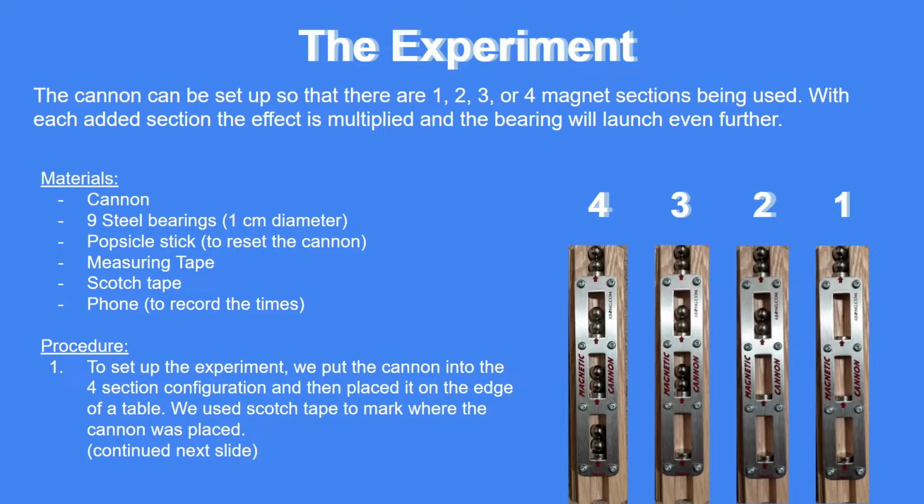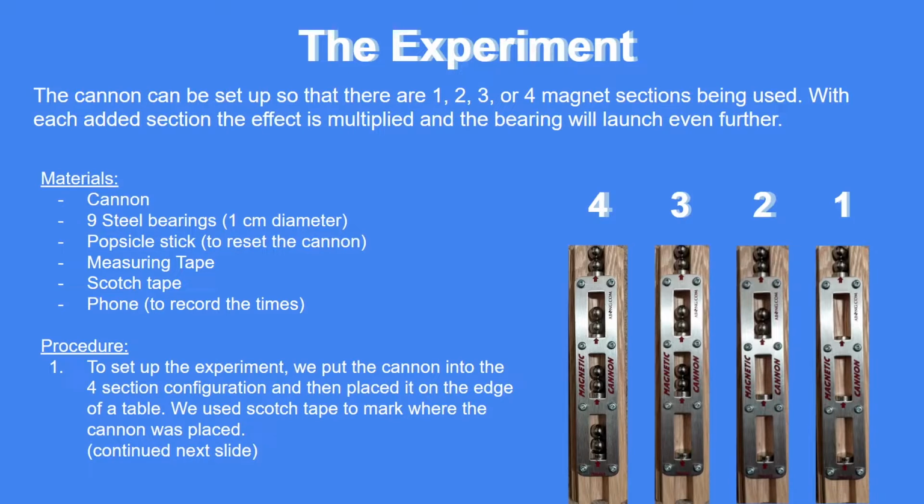We used this cannon for our experiment. Do you want to go over the experiment? Yes. So as you mentioned, you can have four different configurations so that you can have different amounts of collisions happening and momentum being transferred. So we decided to use this to figure out, out of curiosity, how much the velocity would change with each different configuration. The materials we need are the cannon, 9 steel bearings, which are 1 centimeter, if you were wondering.